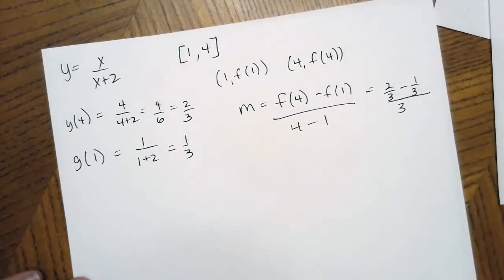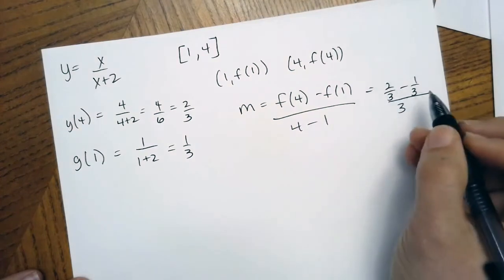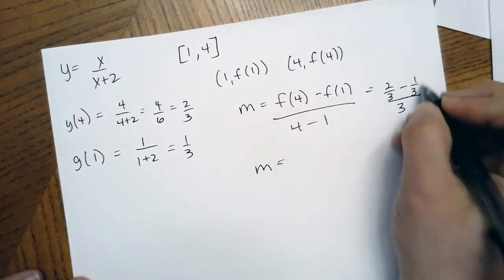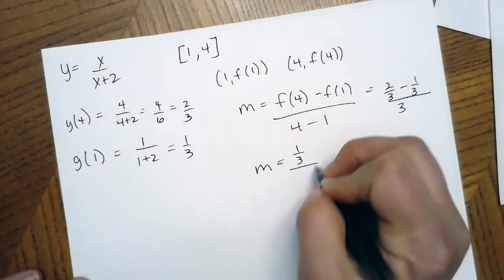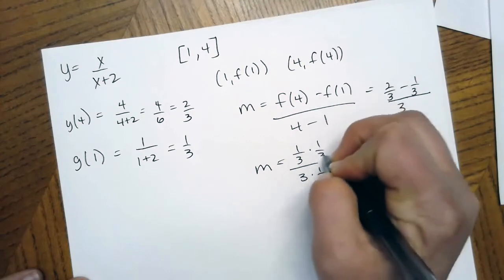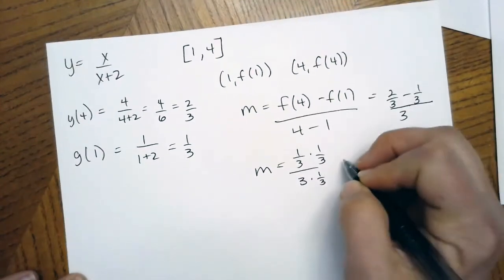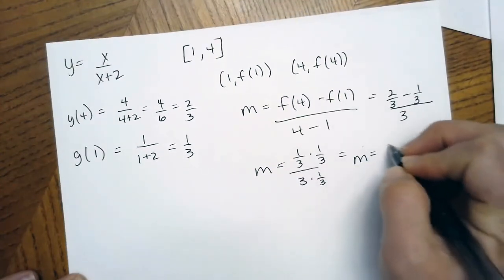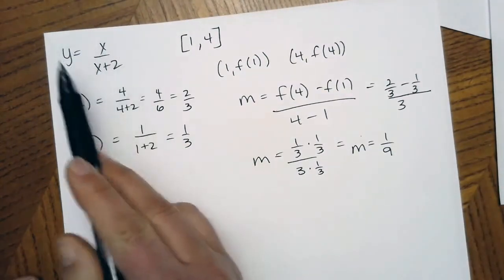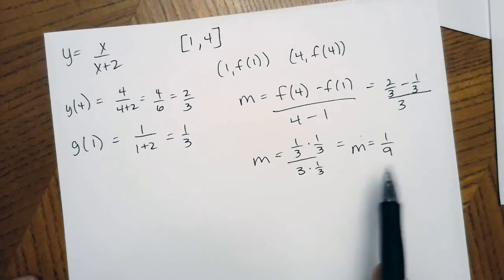So I have a little bit of a compound fraction going. Good news is the numerator has a common denominator. So my m is really 2/3 minus 1/3 on top, which is 1/3, over 3. And then if I multiply the top and the bottom by 3 to make 1 in the numerator here, I'm going to get my slope is 1/9. So now we want to find where the derivative of this is equal to 1/9, right?